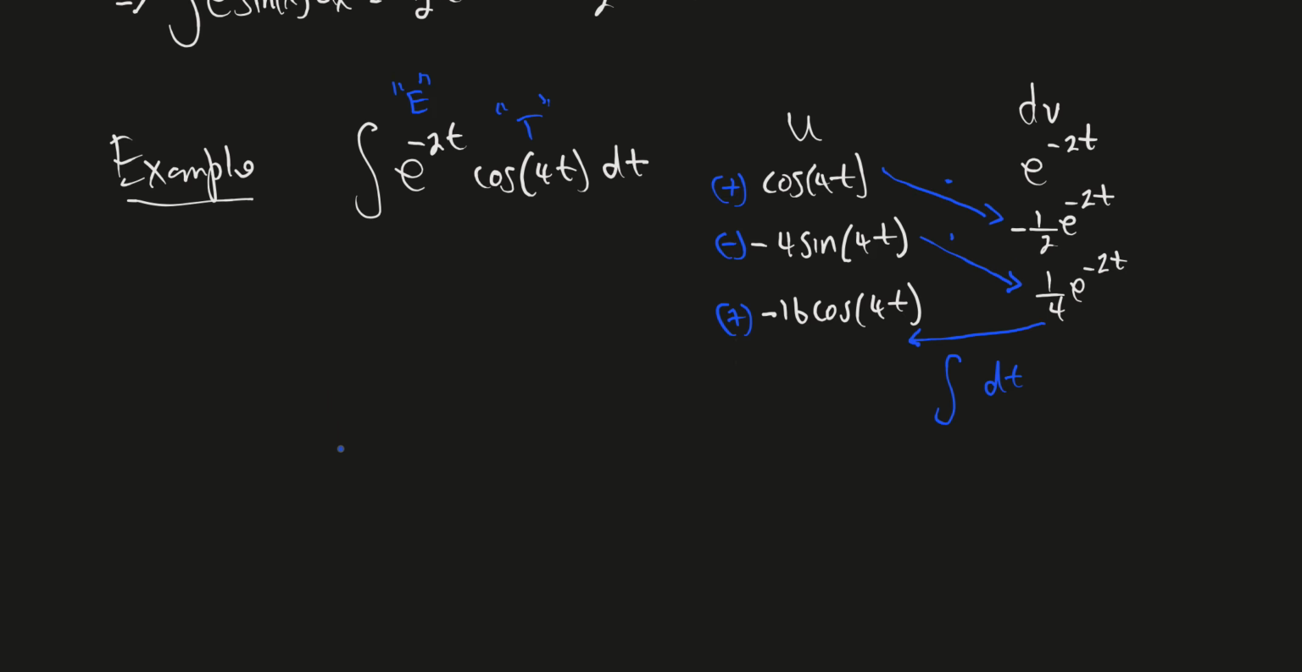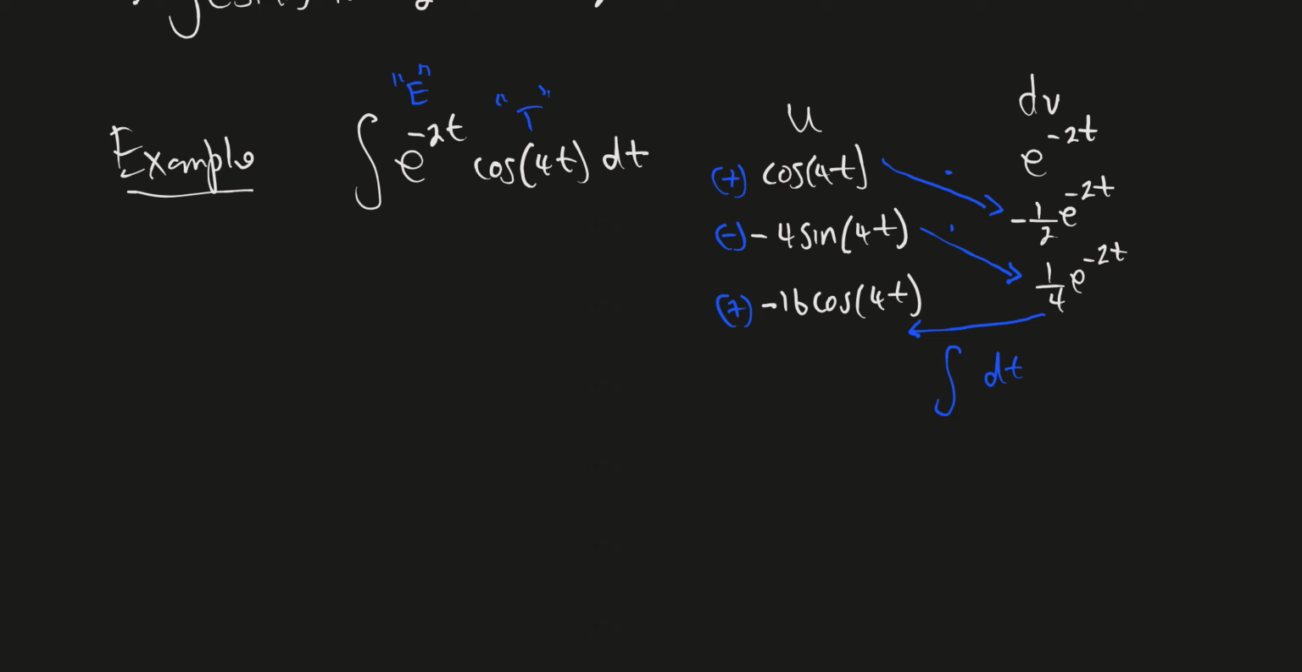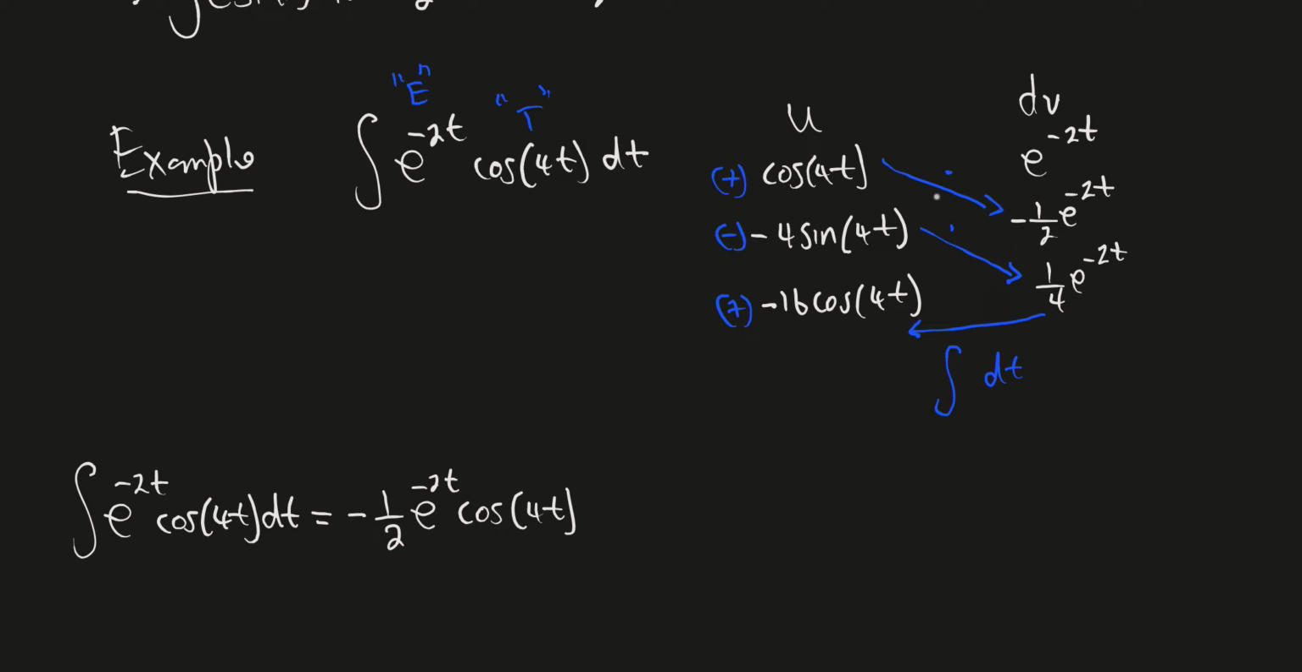We just have to do the algebra carefully and solve for this integral. All right, so we have our original integral, e to the -2t cosine of 4t dt. That's equal to, so we have a positive here times this negative, so it's going to be a negative, and I'll put the 1/2 in front, so -1/2. Then we'll have the e to the -2t times the cosine of 4t. So that's my first arrow there, and that's just a product.